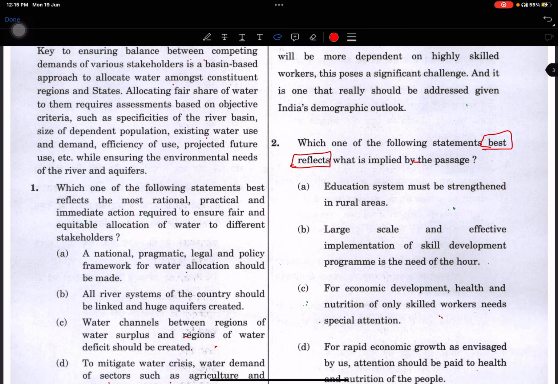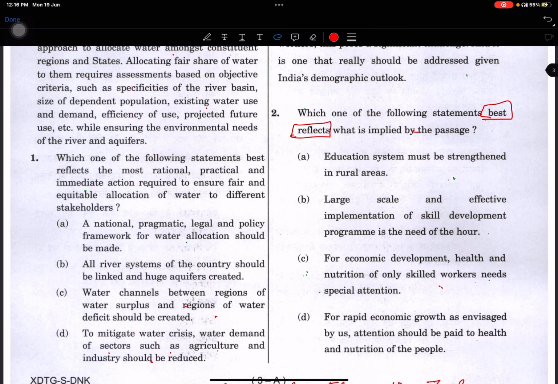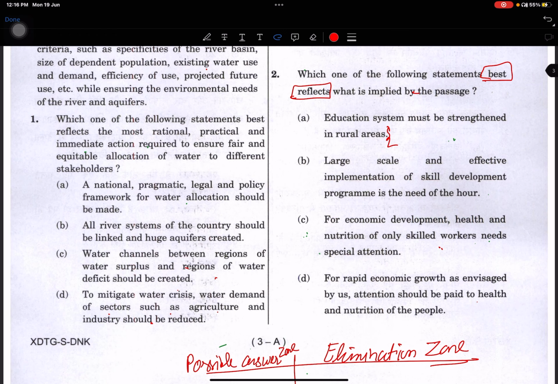Okay. So option 1 is: education system must be strengthened in rural areas. Whether it will come into the possible answer zone or elimination zone, first we will use common sense. Think about it: if I say that in rural areas there are more uneducated people, what will be your common answer? Improve the education. Similarly, we are going to say education system must be strengthened in the rural areas.